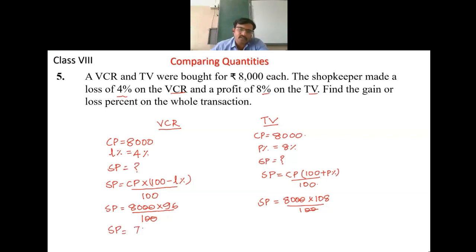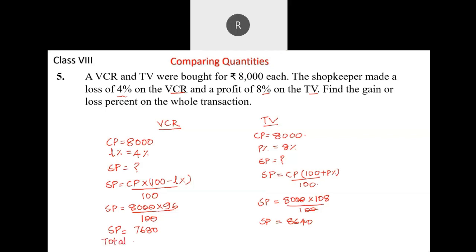7,680. For the selling price of TV, we have 8,640. Now we have the selling price of both the items.